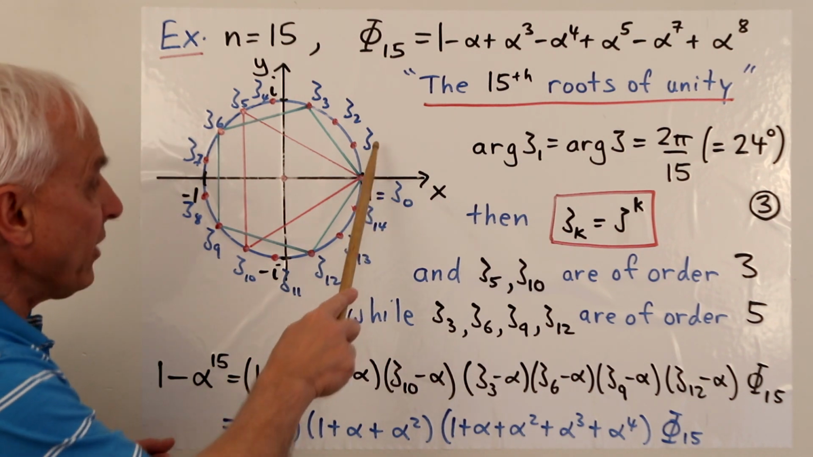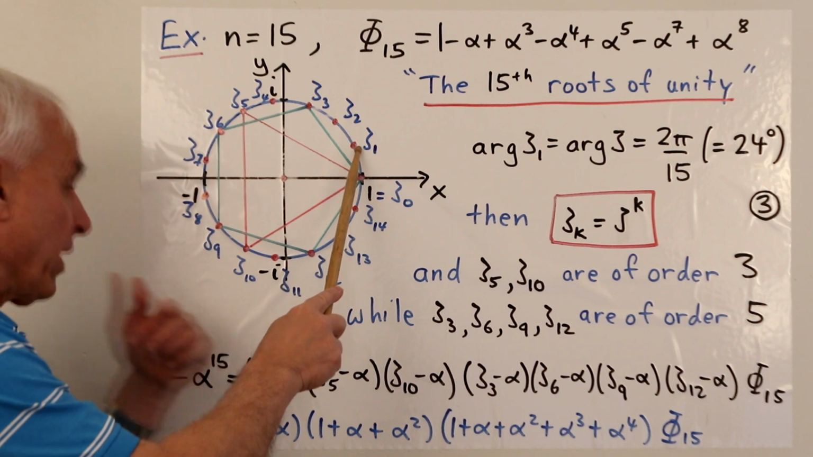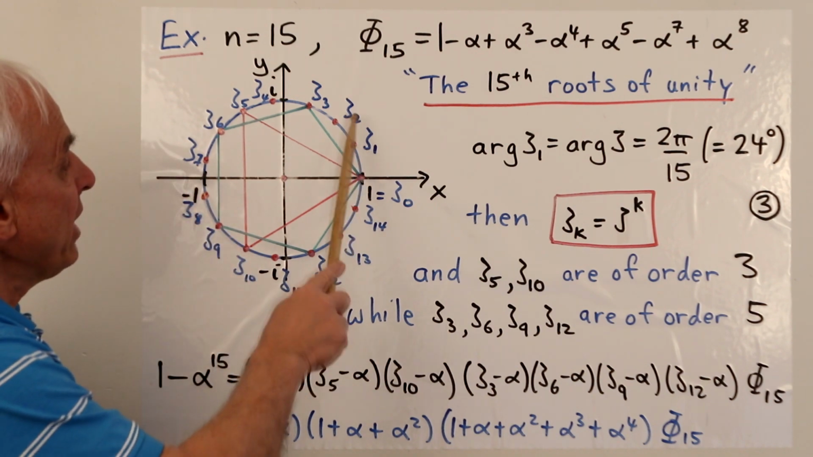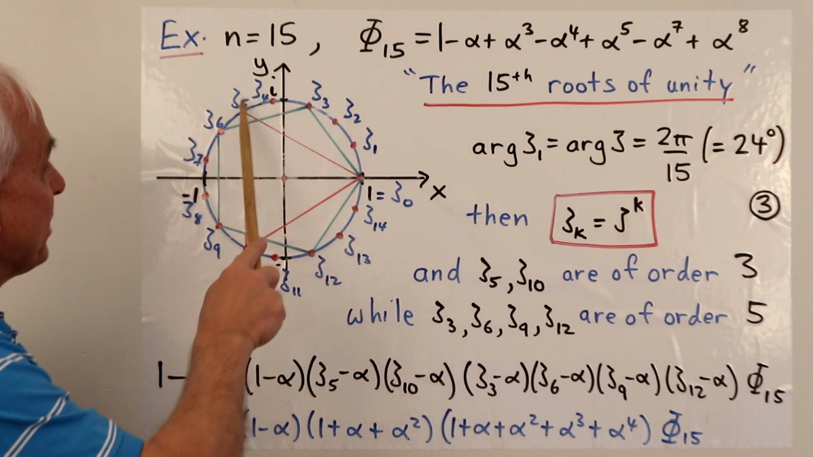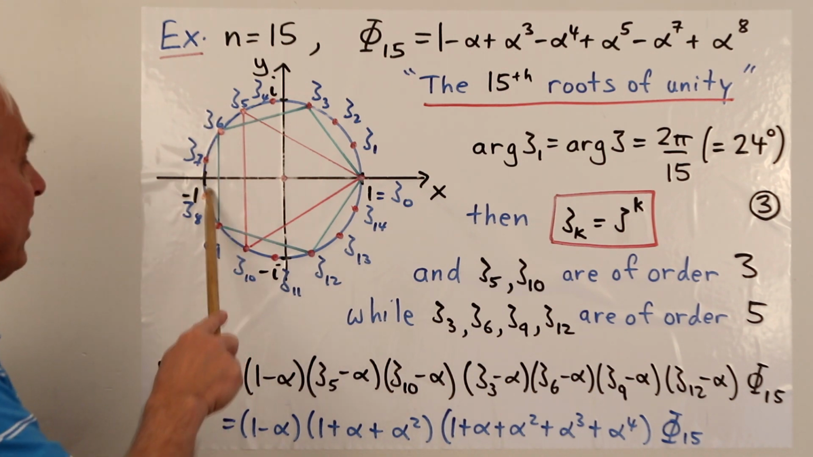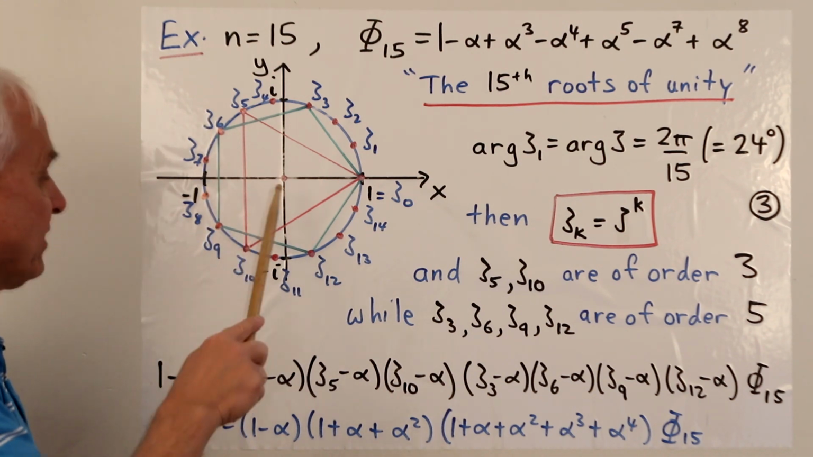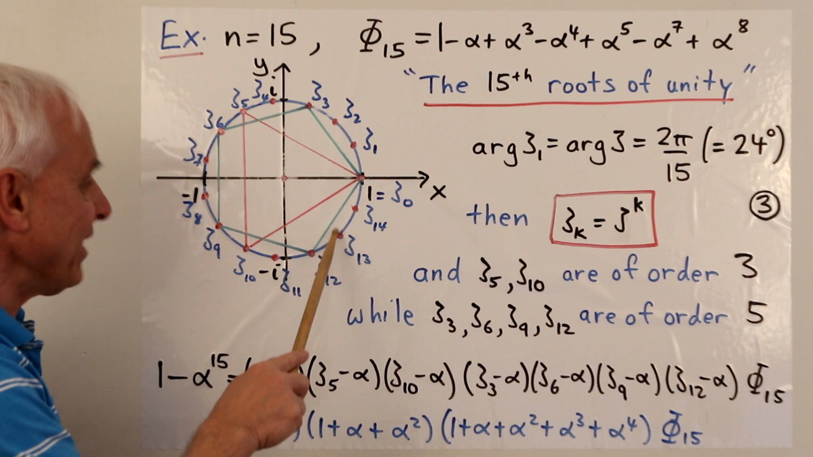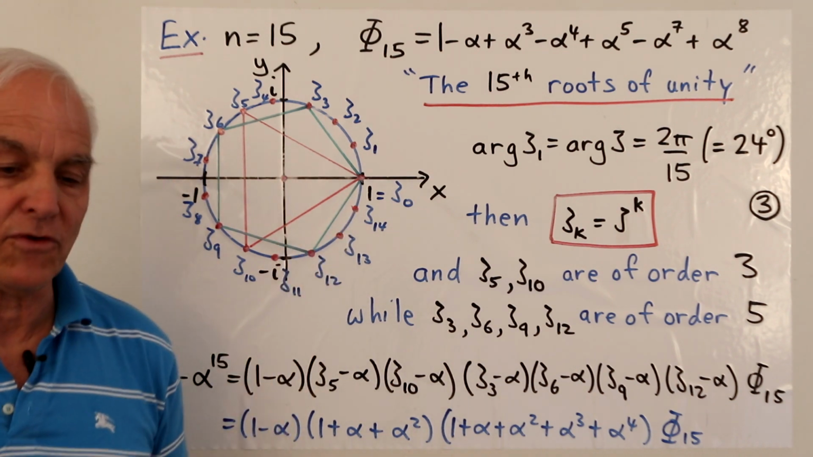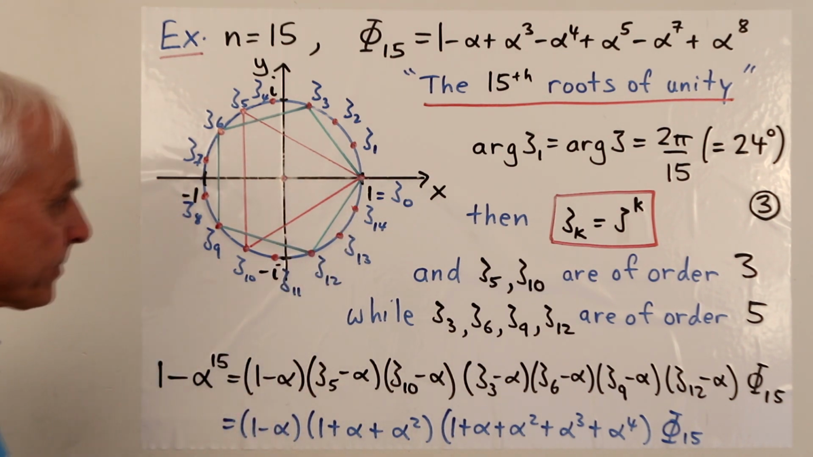And then zeta 1 is this first one up here as we're going up in the counterclockwise direction. There's zeta 2, zeta 3, zeta 4, zeta 5, zeta 6, zeta 7, zeta 8, zeta 9, zeta 10, zeta 11, zeta 12, zeta 13, and zeta 14. So 15 of them all together.